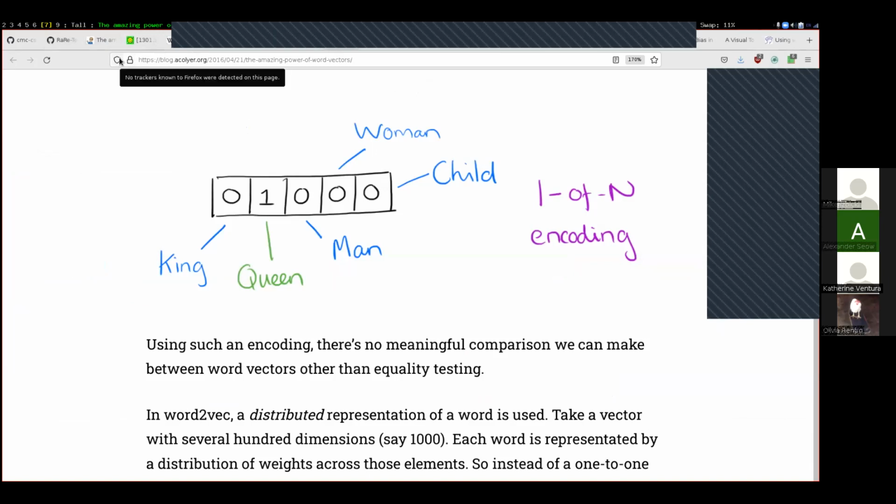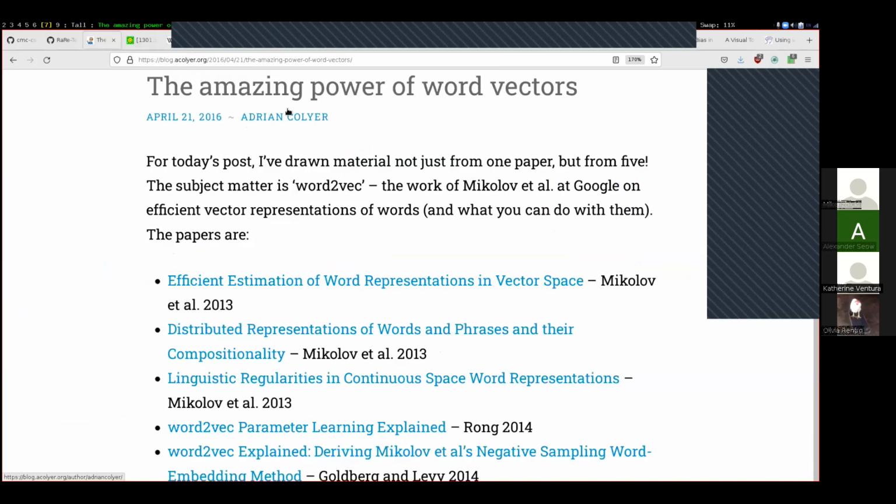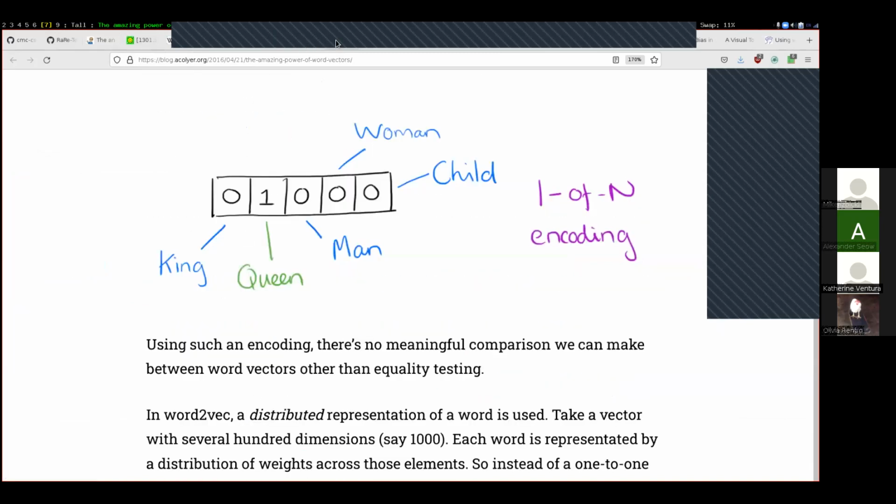Okay, so now we're back to this amazing power of word vectors webpage. I've just scrolled down a little bit, and we're going to go through a bunch of the images in this webpage that highlight how the system works and why it's cool.